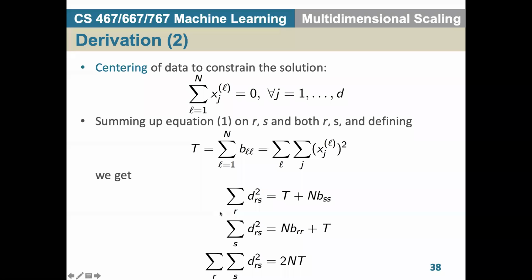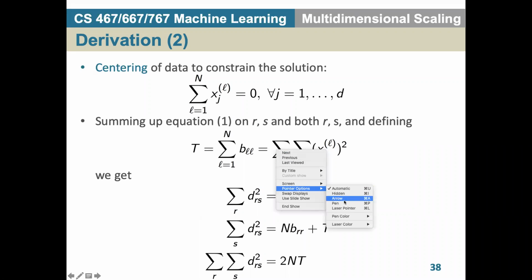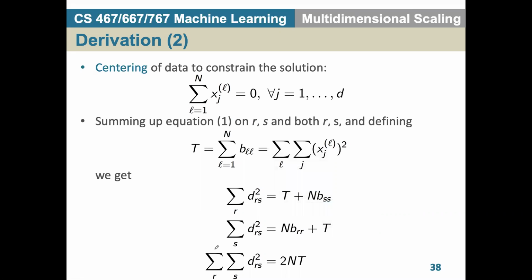And finally, here we actually don't need to go back to equation 1. Let's think about this thing. Now we sum over both R and S. We sum over R here, and we know that the sum over R of BRR is T. So this is NT. And here we have another sum over R of T, but T is a constant, so summing R from 1 to N times, it's another NT. That's why we have 2NT here. Any questions?